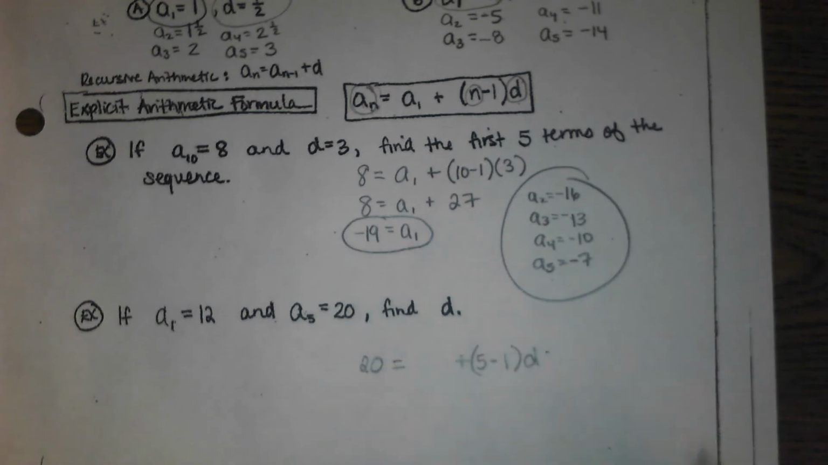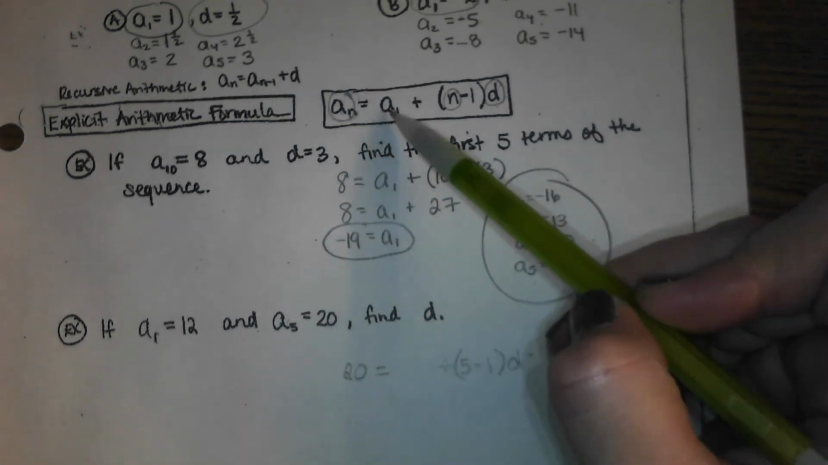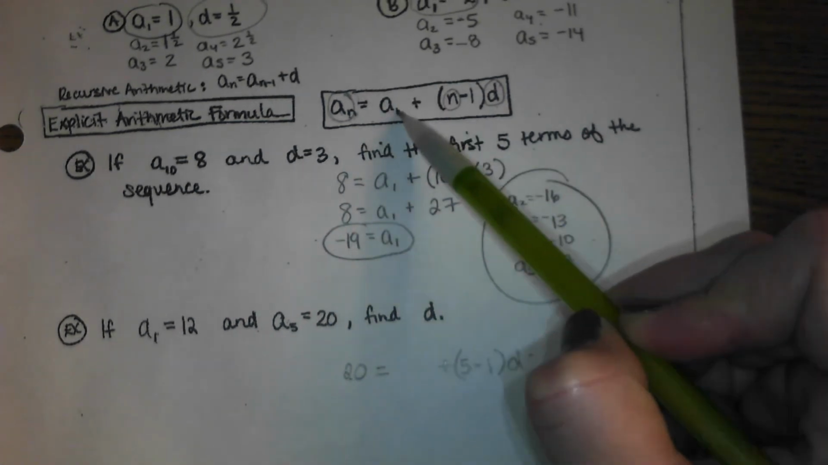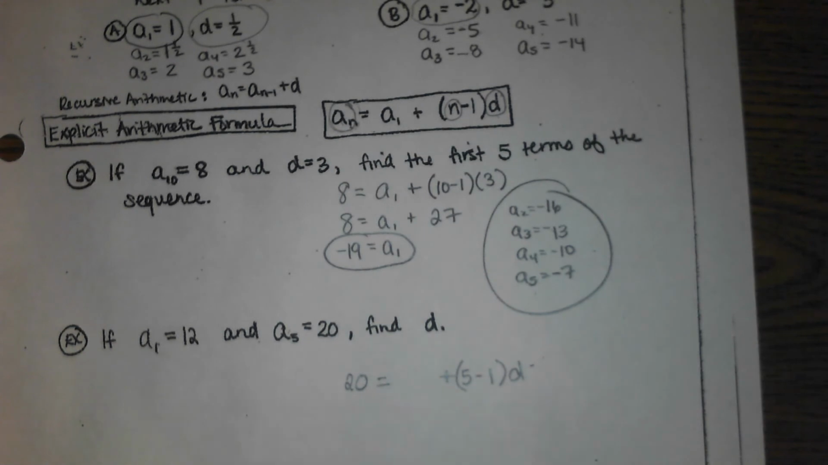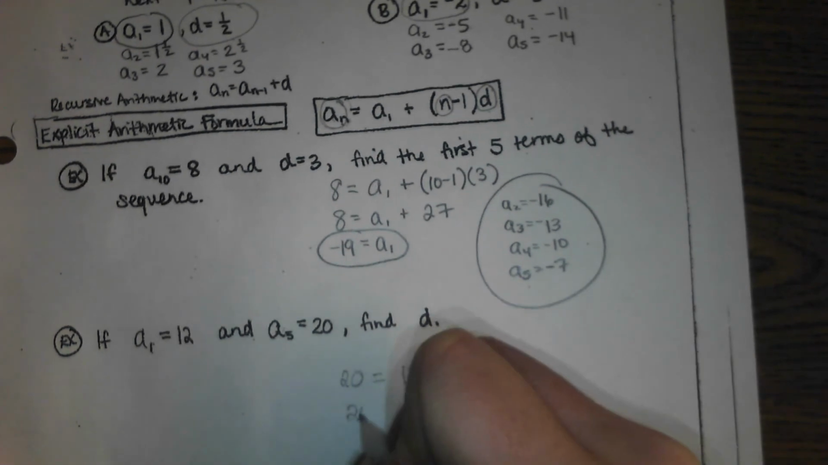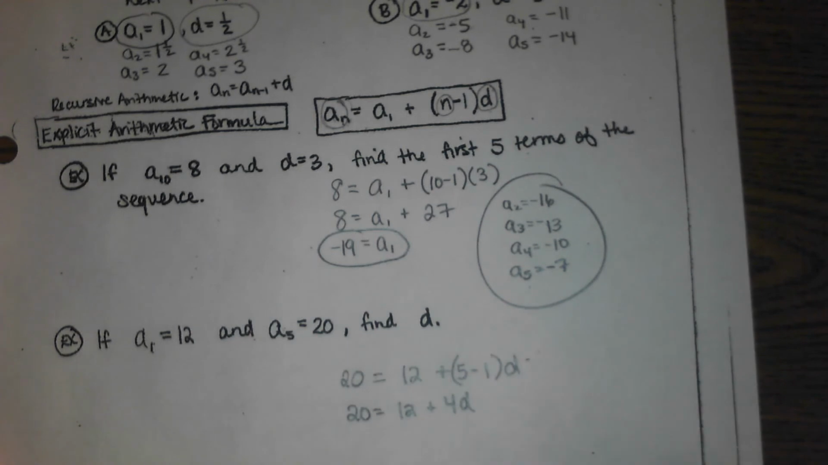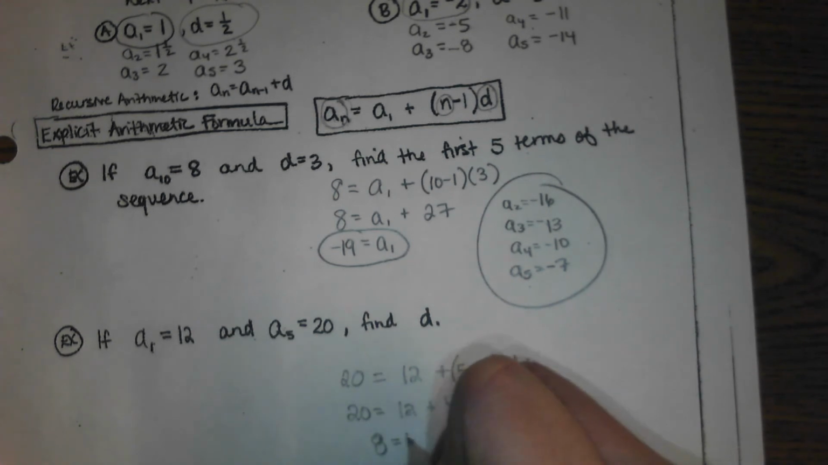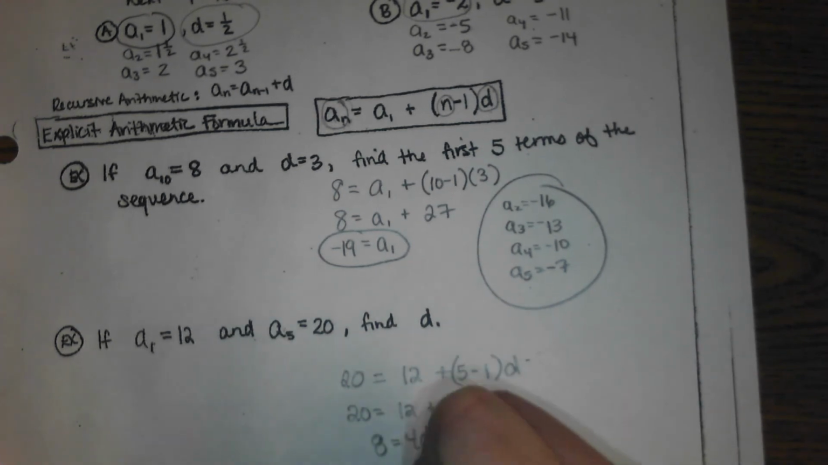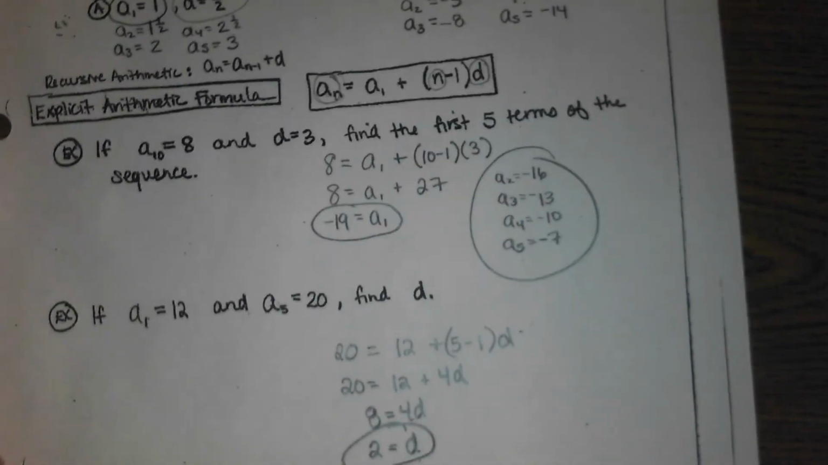And we don't know the common difference. They're telling us to find it. So the only thing we have left to plug in is what is A sub 1, Tess? 12. So that gives us 20 equals 12 plus 4D. Subtract 12 from both sides. 8 equals 4D. So D equals 2, and we're done.